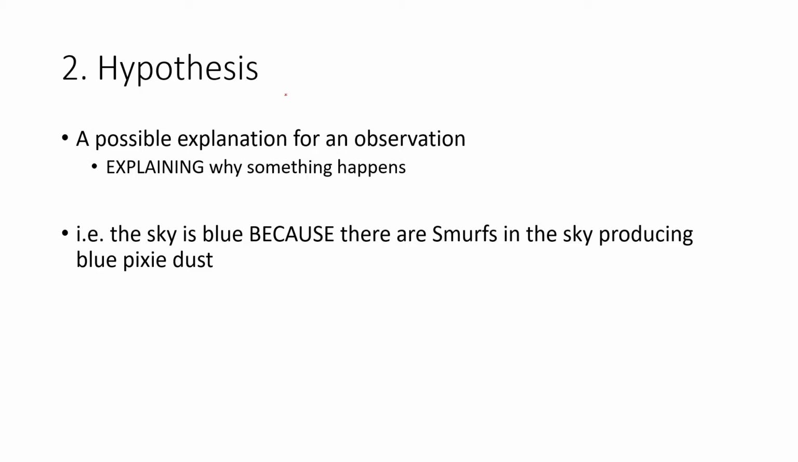Okay? The second step is a hypothesis. And a hypothesis is essentially a possible explanation for an observation. So if we use the sky is blue example, we might explain why the sky is blue. A possible hypothesis, a possible explanation, is that the sky is blue because there are Smurfs in the sky that are releasing blue pixie dust, producing a blue color in our sky. Now, whether that's true or not, we don't know. It might be true, it might be false. We don't know yet. All we're doing is proposing a possible explanation for the observation. And in this case, the observation is that the sky is blue. Okay?